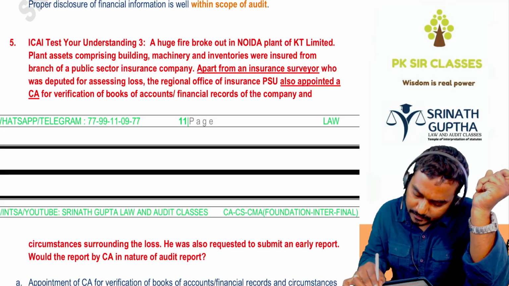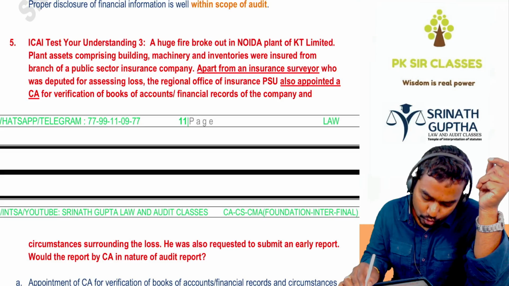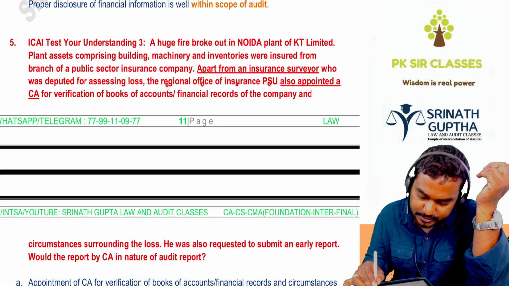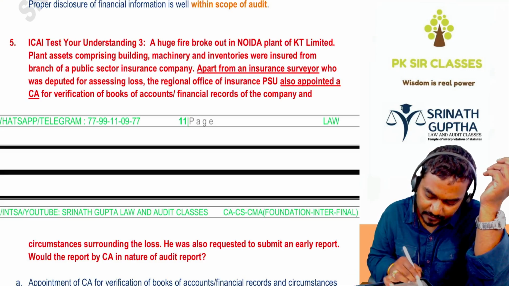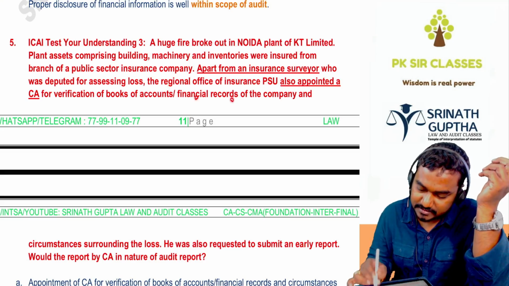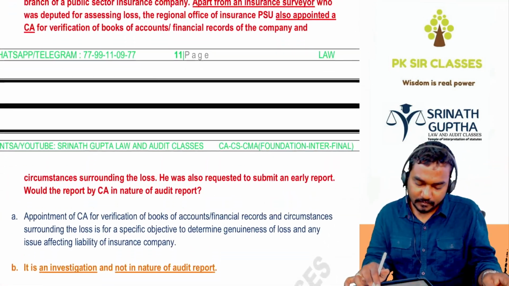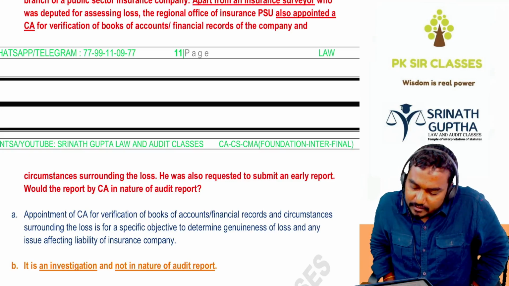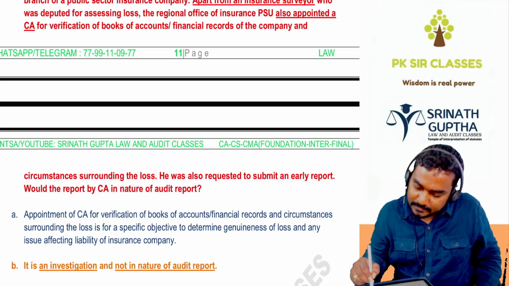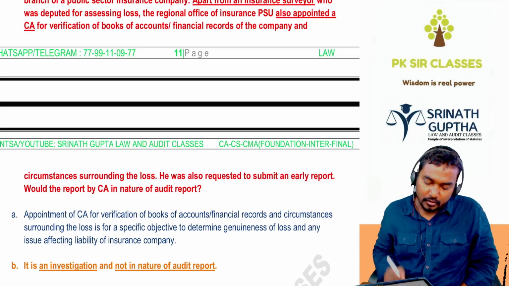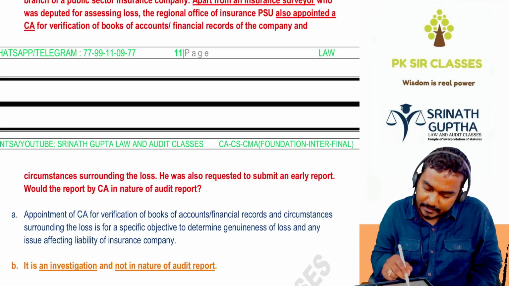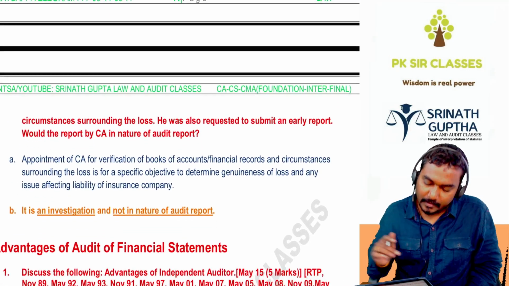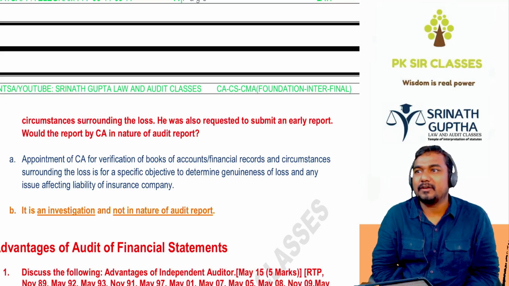Apart from the insurance surveyor who was deputed for assessing the loss, the regional office of the insurance PSU also appointed a CA for verification of the books of accounts and financial records of the company and circumstances surrounding the loss. He was also requested to submit a yearly report. Would the report of the CA be in the nature of an audit report? Beta, did you understand the question?